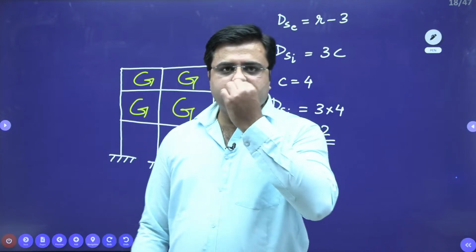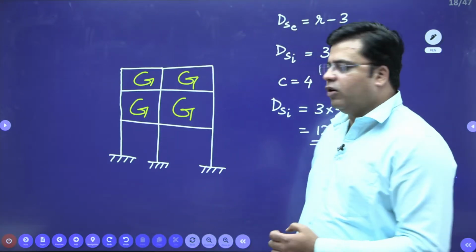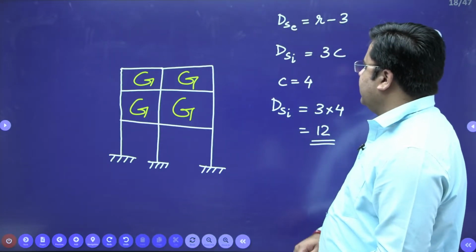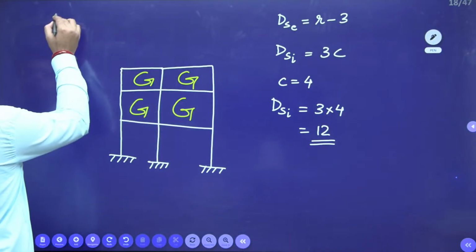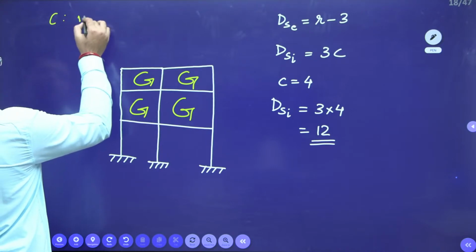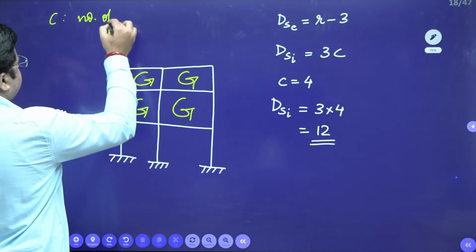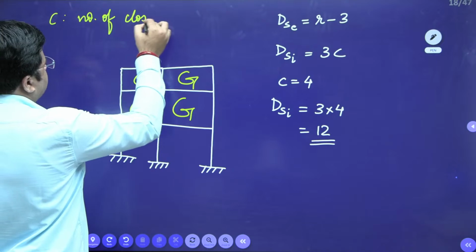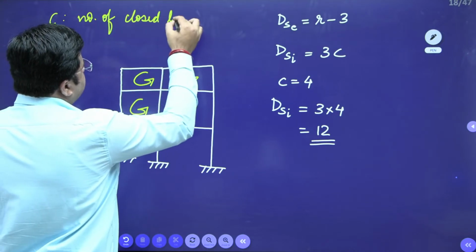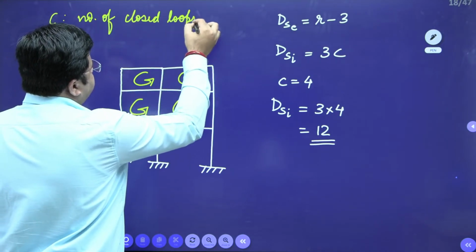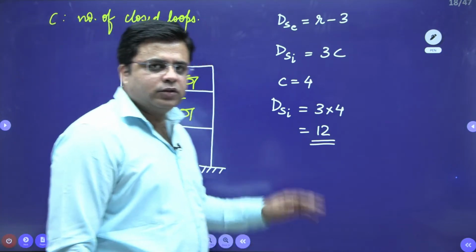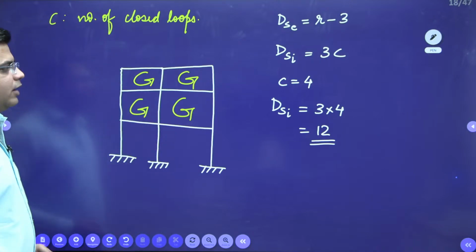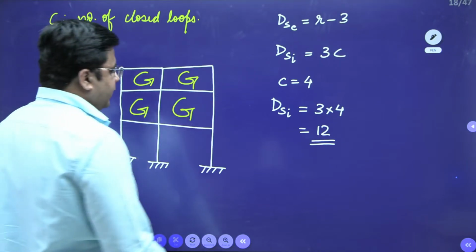Right. So this way you can easily calculate the degree of internal indeterminacy, where C is simply the total number of closed loops. So this is your second method for calculating the degree of internal indeterminacy.